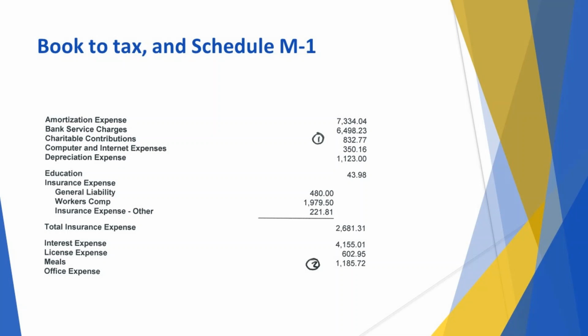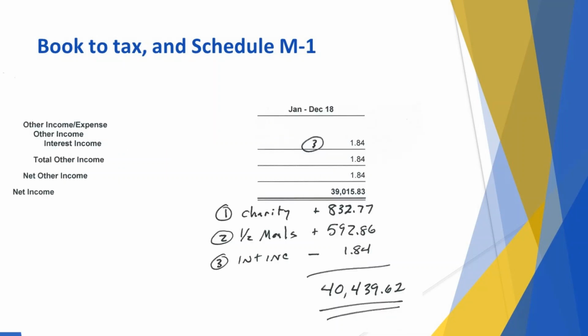Item 2 is half of meals. Since these are non-deductible, they are added back. They are adjusted on Schedule M1, and they affect the basis calculation. Item 3 is interest income. This item is subtracted from income, adjusted on Schedule K, and is reported directly on the 1040 as interest income.